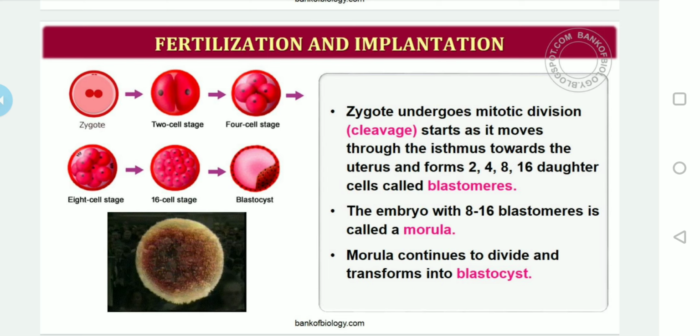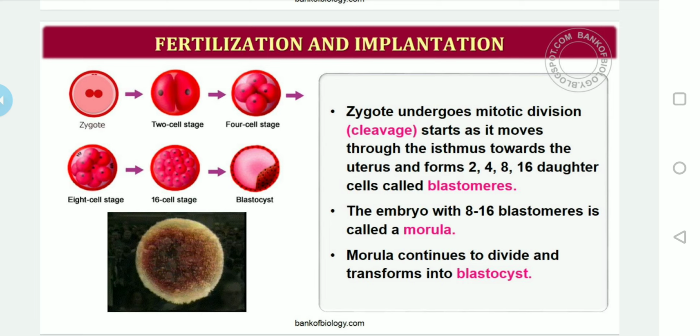It is in the form of, as I said from the beginning, the 2-cell stage turns into 4 cells, then the 4-cell stage turns into the 8-cell stage, then later into 16 daughter cells. So they are called blastomeres. Okay, so that means the zygote undergoes mitotic division in the form of cleavages as it moves through the isthmus towards the uterus and forms 2, 4, 8 and 16 daughter cells called blastomeres. Did you get it? Just observe this one.